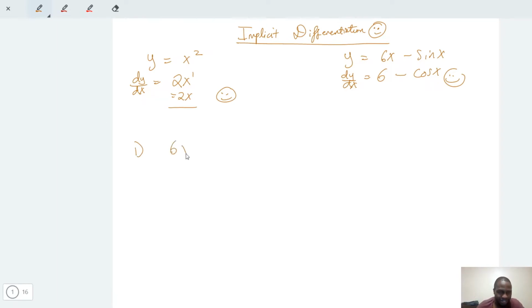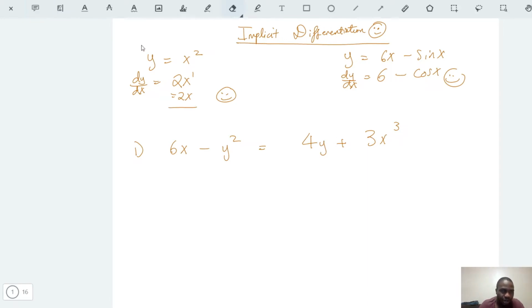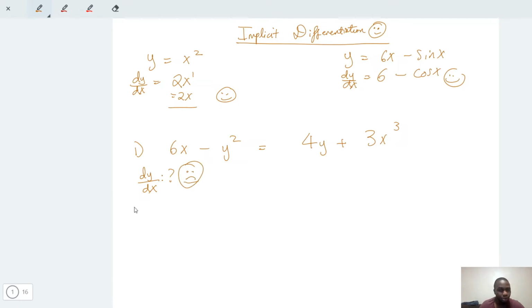So let's say I have something like this: 6x minus y squared equals 4y plus x cubed. Okay? In this particular case, it's not so easy, or arguably impossible, to write y explicitly, with just y on one side and x's on the other side. So this is an example of an implicitly defined function. And we are given the task of finding the derivative of this, that's dy/dx. Okay? How do we go about doing that? How do we find dy/dx?